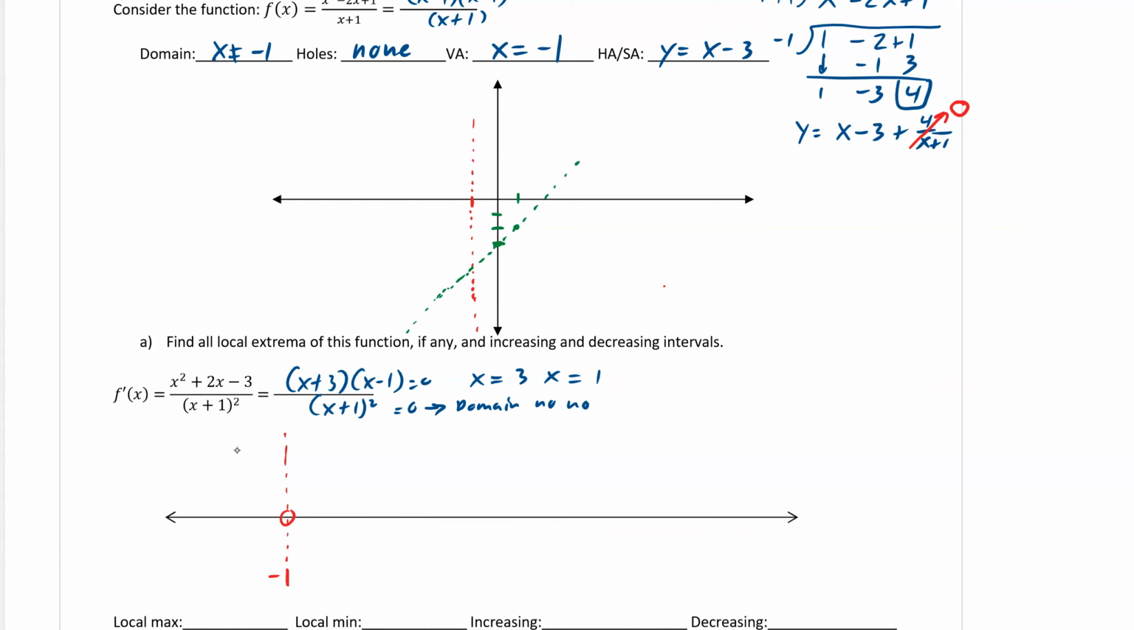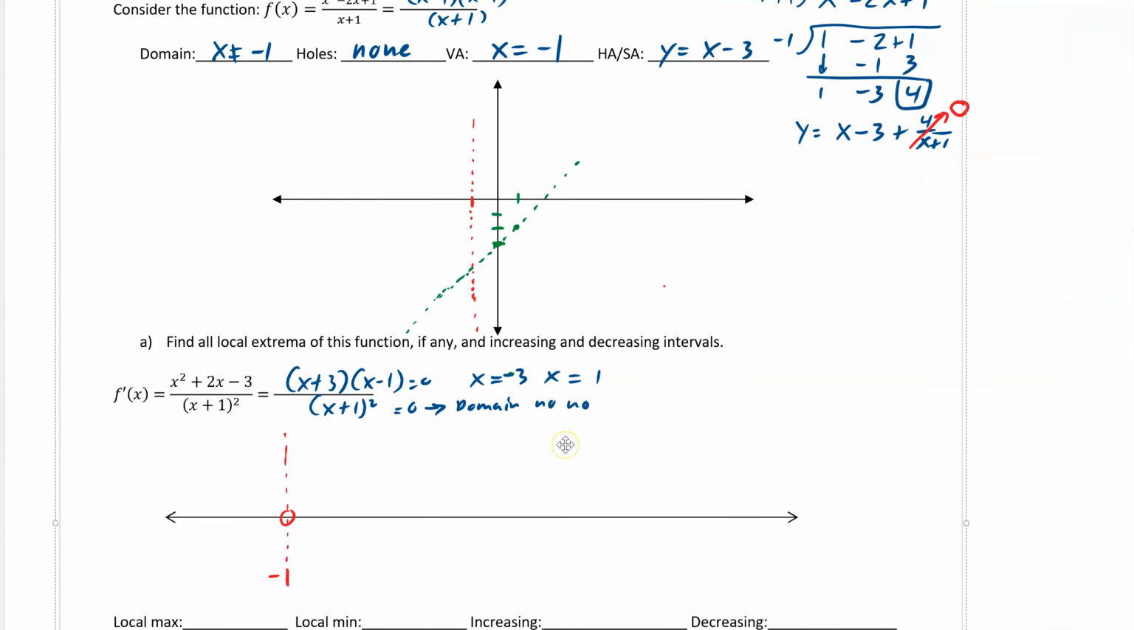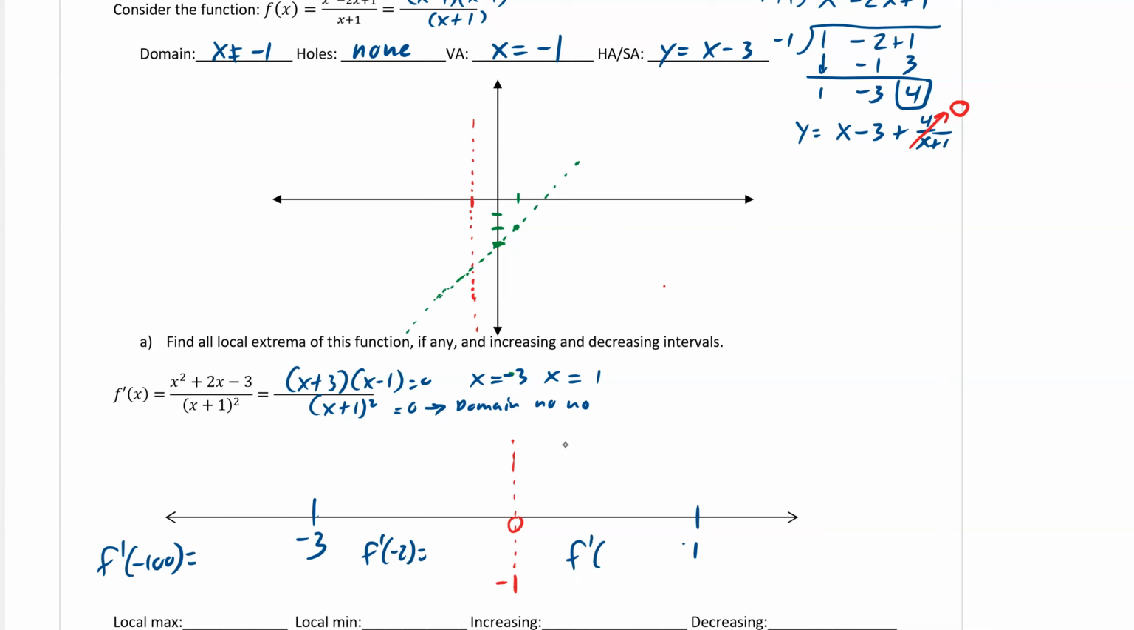And then looking at our graph, I already know I made a mistake because that's supposed to be negative. So you can see there's something on the other side here of our vertical asymptote. We're getting 1 to the left and 1 to the right. So 1 to the left and 1 to the right. So let's move this over, put it in the middle, and then put negative 3 over here, positive 1 over here, and we do our derivative tests. So f prime of negative 100, f prime of negative 2, f prime of 0, it's a good one, and then f prime of 100.